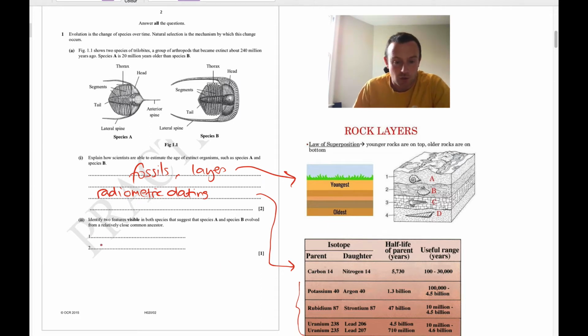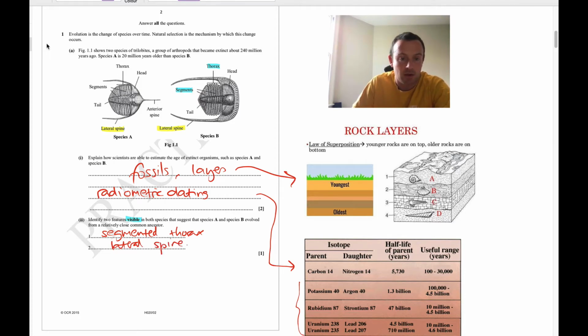And then let's do this one too, before we look at the mark scheme. Identify 2 features visible in both species that suggest that species A and B evolved from a relatively close common ancestor. Well, there's loads of things. You could say segments on the thorax, for example, or maybe lateral spine. The anterior spine, no, because that one doesn't have it. So segments on the thorax. I would probably say a segmented thorax would be the best way to say that, and lateral spine.